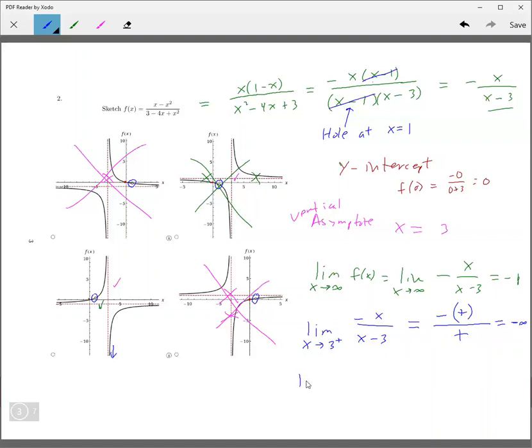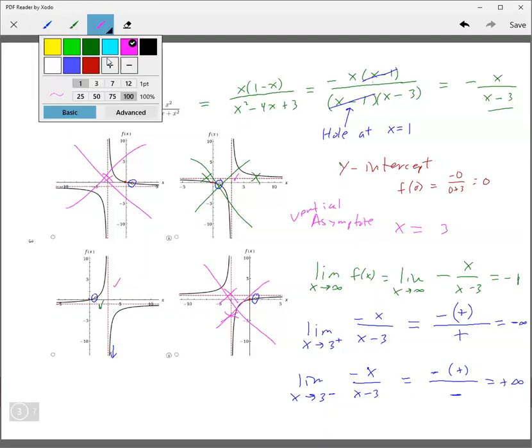As you come in from the left, then again here, you're coming to 3, and 3 is a positive number, so that's going to be positive. But down here, you're coming through values that are less than 3. So like 2.9. Take 2.9 minus 3, you get a negative number. So that's going to be negative. Those negatives are going to cancel, and you're going to go to positive infinity.